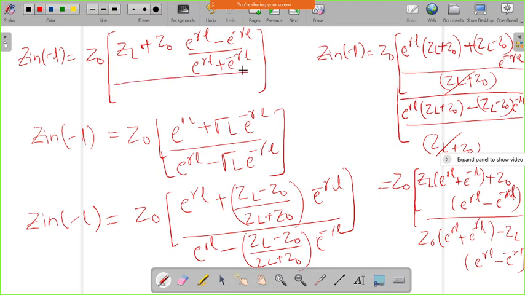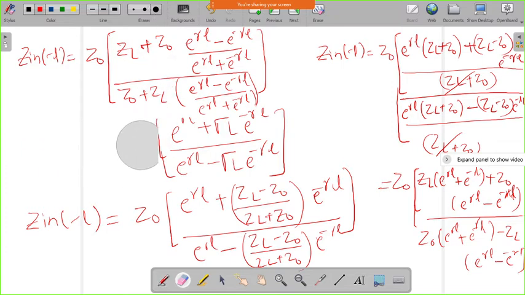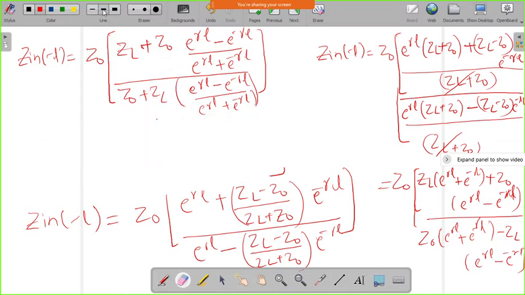So similarly here, Z0 plus ZL into e power gamma L minus e power minus gamma L, divided by e power gamma L plus e power minus gamma L. So this is what is remaining. Now we can write this one as sinh gamma L divided by cosh gamma L, so that will become tanh gamma L.